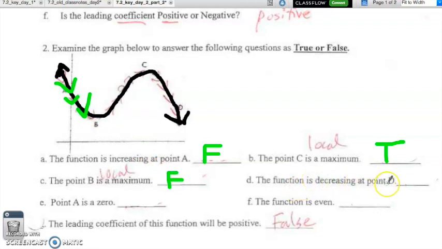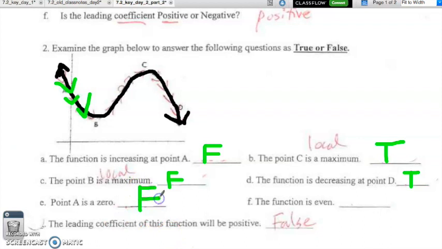Function is decreasing at D. Yes, it keeps going down at D, so that's true. Point A is a 0. Ooh, tough question. Zeros are where the line crosses the x line, and we don't see where it crosses the x line here. We know it will eventually after D, but where A hits the x, it is not at a 0. Zeros are not y crosses, but they're x crosses, so this is false.